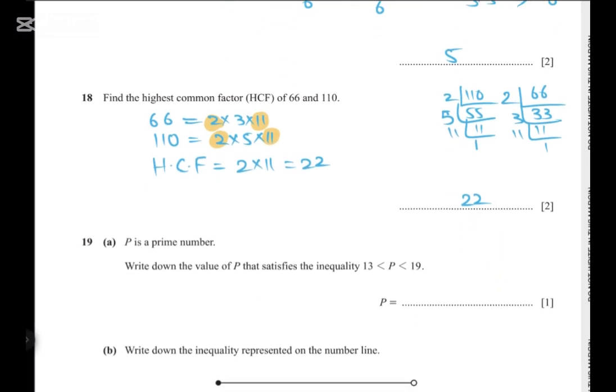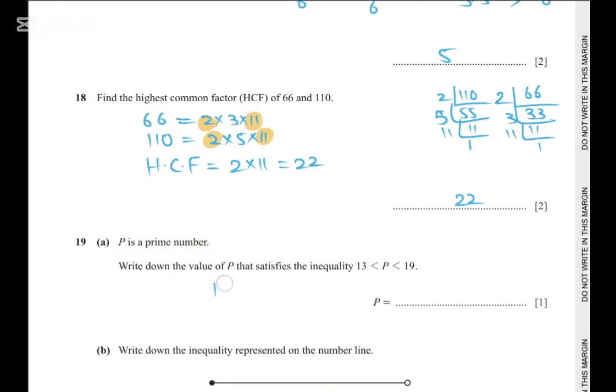Question number 19. P is a prime number. Write down the value of P that satisfies the inequality 13 less than P less than 19. Now the numbers between 13 and 19 you need to check: after 13, 14, 15, 16, 17, 18. Among these, which is the prime number? Number 17, because it does not have any factors other than 1 and itself. So 17.